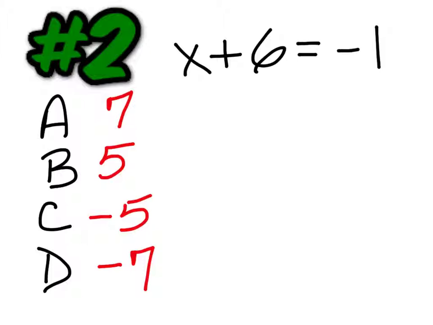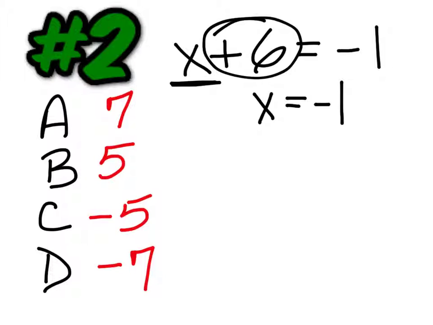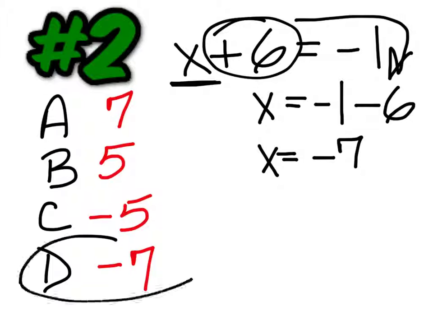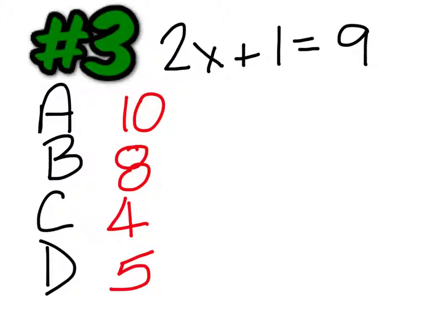Here's another way to look at these problems. If I'm looking for x, I want to keep x on the left and whatever's with it, move it to the right and change the operation. So instead of plus 6, it's minus 6. Negative 1 minus 6 is negative 7. D. Try this one.